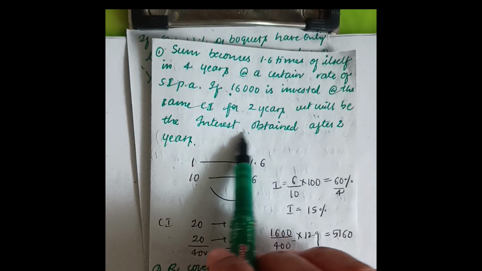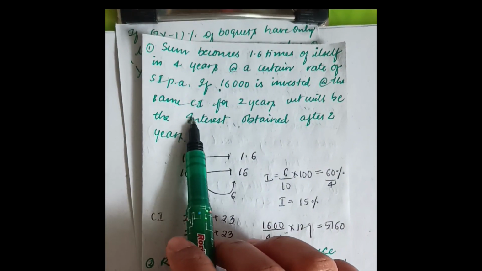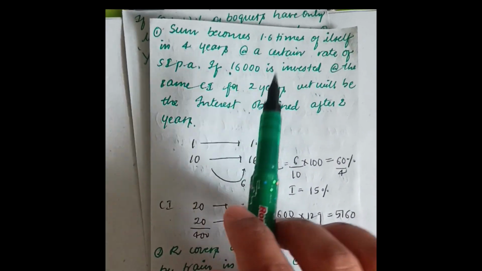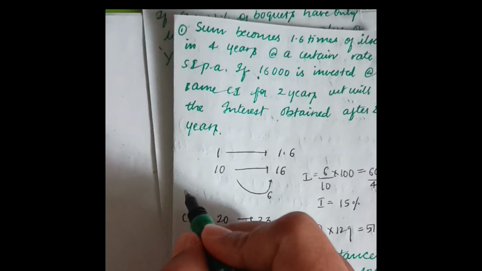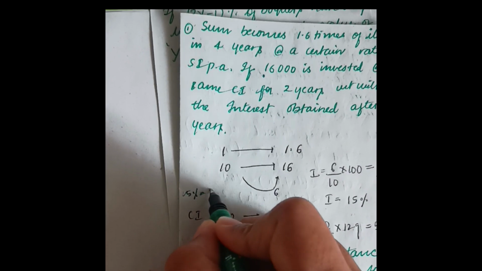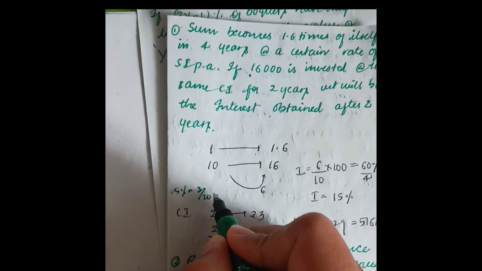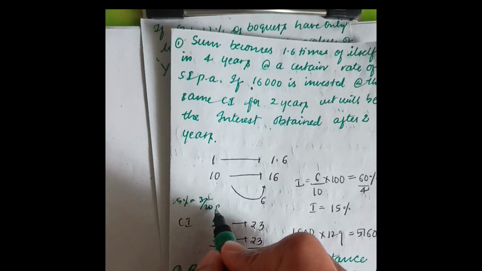So after this, what they mentioned in the question is, what will be the interest obtained after 2 years if it is invested at compound interest for 2 years? Means the same sum is invested. So here we know that 15% will be equal to 3 by 20. So if this is the principal, this is the interest, then amount will be P plus I.